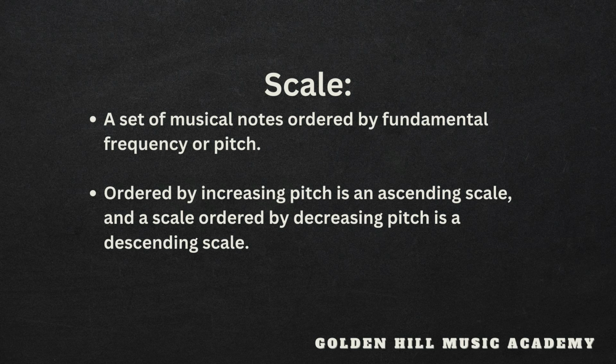Or if we're thinking in terms of do, re, mi, fa, sol, la, ti, those are the 7, and then we go back to do, that's the octave. So if we do C to C, or do to do, or A to A, that's an octave. That's called an octave. A scale is a set of musical notes ordered by fundamental frequency or pitch. It's ordered by increasing pitch in an ascending scale, or ordered by decreasing pitch if it's a descending scale.